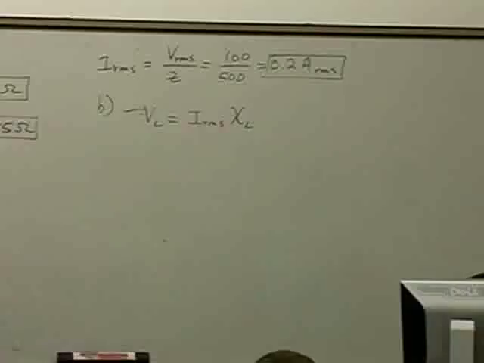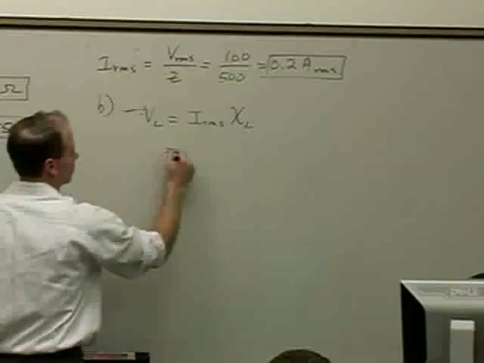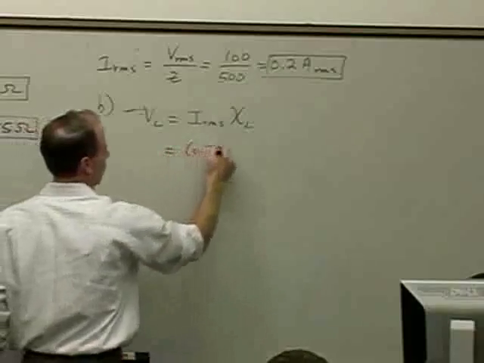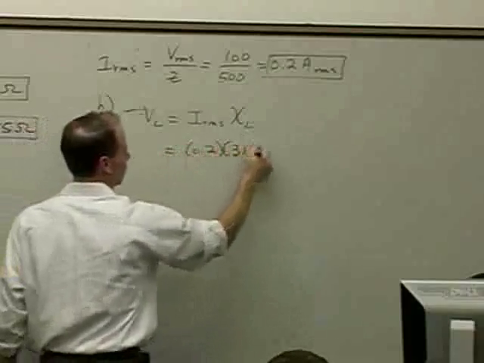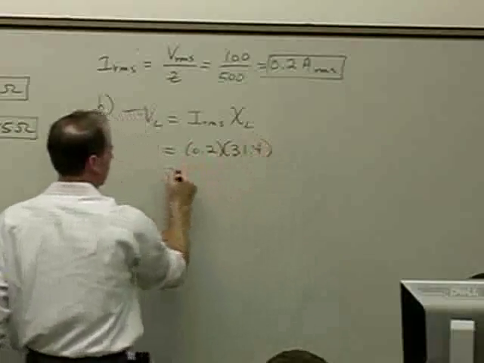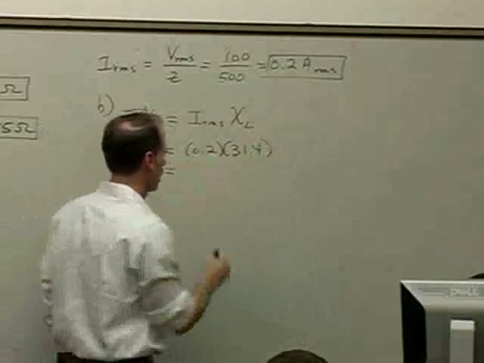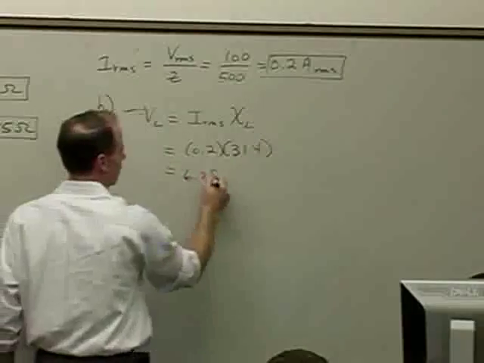So you treat the inductive reactance in essence as its counterpart to resistance in an Ohm's law type relationship. But it's not Ohm's law, though it looks like it. I times the inductive reactance. So this will be 0.2 times 31.4, and that is 6.28.